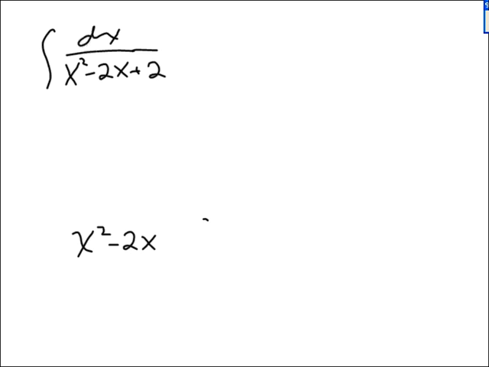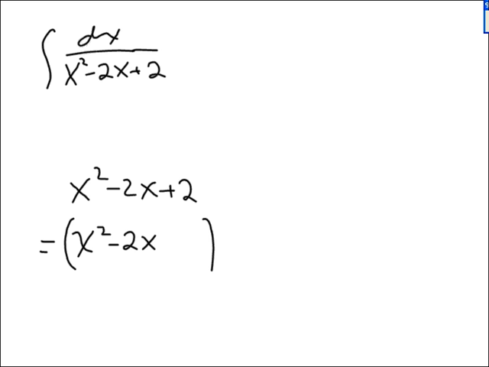Now suppose you have dx over x squared minus 2x plus 2. What we want to do is complete the square on the bottom. Now x squared minus 2x. You want to decide, well, you have x squared minus 2x plus 2.